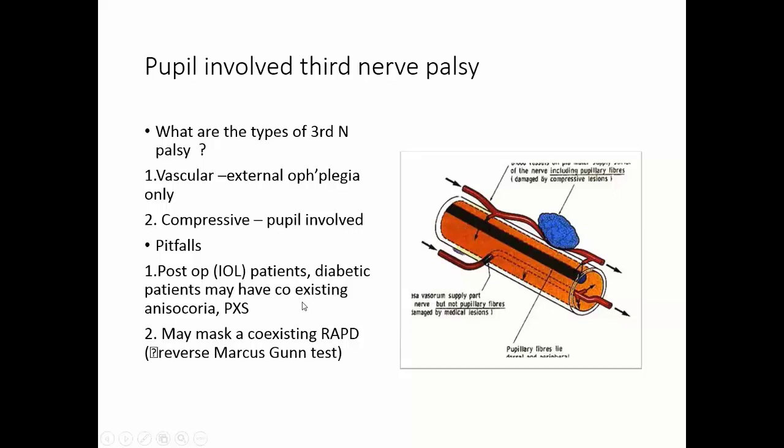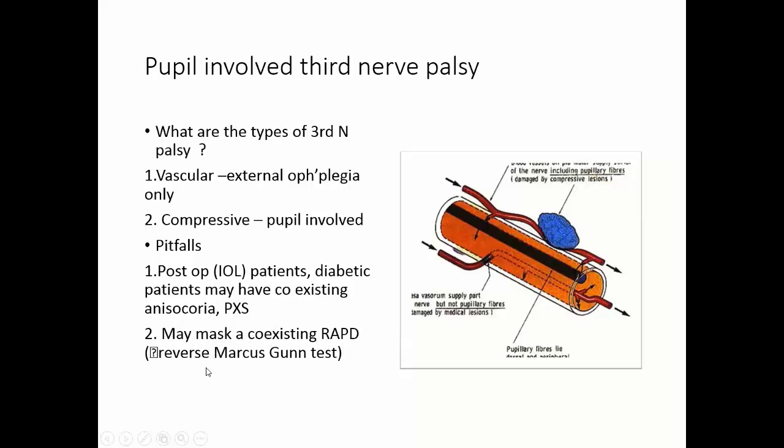In diabetic patients, you get some anisocoria, which sometimes confuses your findings. And there is another eye condition called pseudoexfoliation that also produces a coexisting or pre-existing anisocoria. The other important thing is, once you have an EPD, you may not be able to check for RAPD.